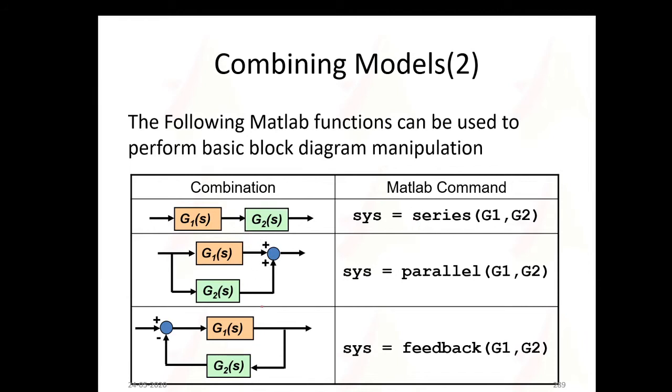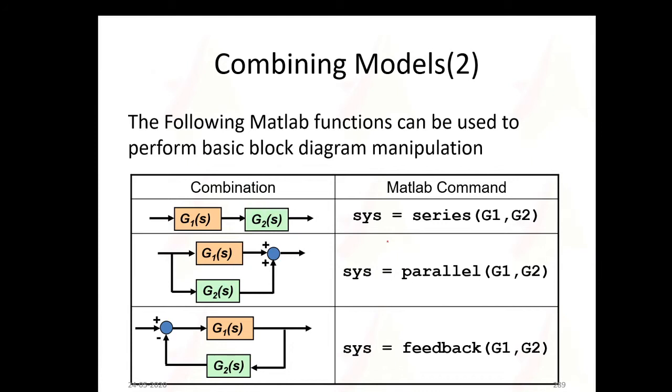This is parallel. This is unity, sorry, not unity. This is the feedback. So the names are very easy to remember. The system is the new transfer function, which is the combination of G1 of S and G2 of S, which is in series, and this is in parallel, and this is in feedback.